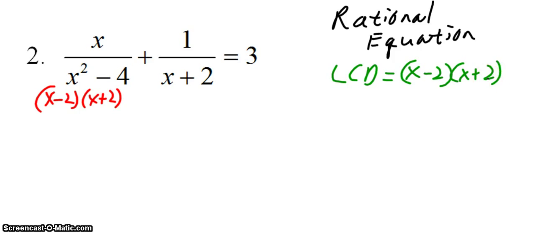times x plus 2. So what did I say the easiest thing to do is to multiply everything, every single term on both sides, by the least common denominator.